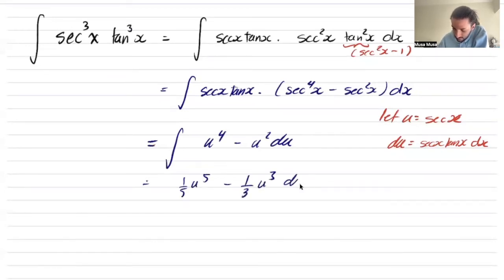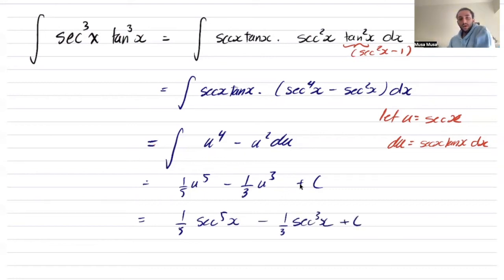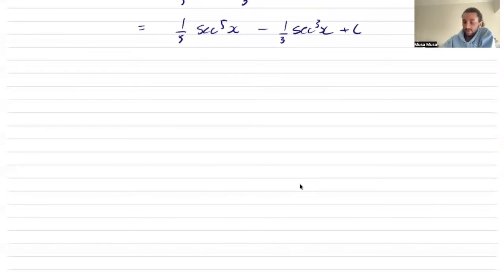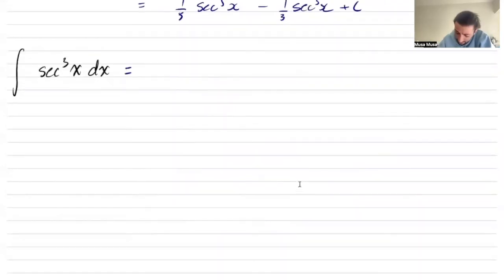Then what am I doing? Plus c. And then just going back to our original, we're going to have sec to the 5 x minus a third of sec to the 3 x plus c. Wonderful. Okay, I want you to have a go at this integral here, sec cubed x dx. Attempt any which way you wish.